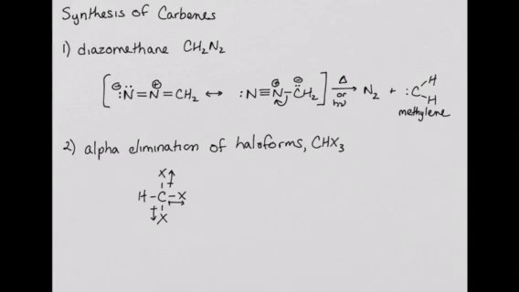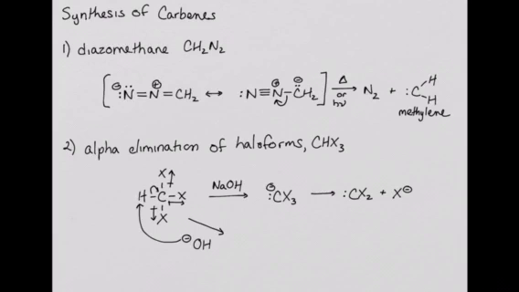Therefore, mixing a haloform with sodium hydroxide leads to deprotonation and formation of the negatively charged CX3 ion. This ion is unstable and quickly eliminates a halide to form the carbene. Now let's look at the mechanism for this process. In the first step, hydroxide ion deprotonates the haloform, leading to formation of the anion. In the second step, a halide leaves, taking with it its bonding electrons to form the carbene.